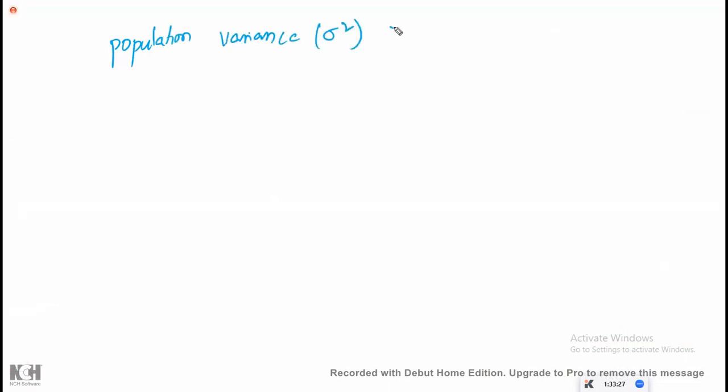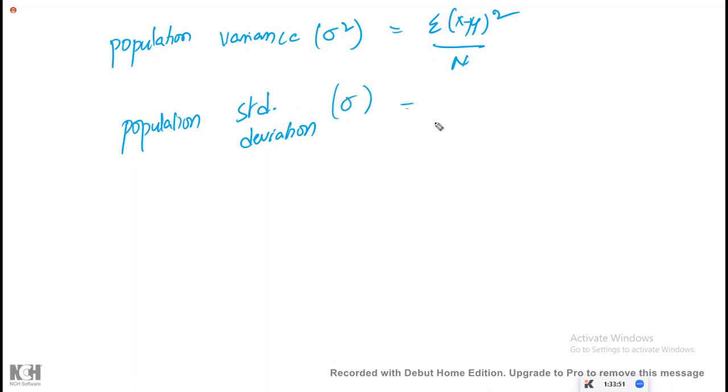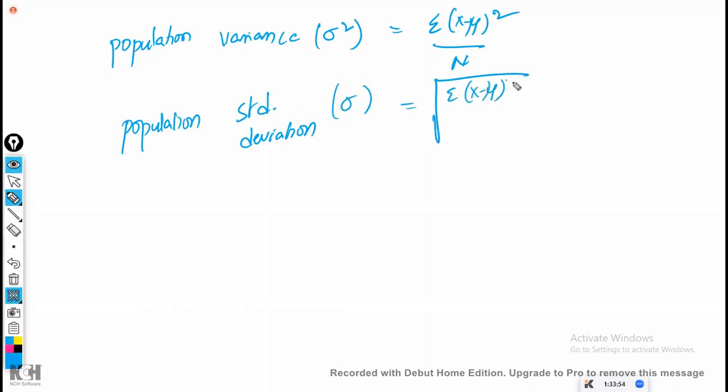Now, variance, population variance is given as sigma square, which is nothing but sigma of x minus mu whole square divided by n, because you have considered the population mean, population data. And n also population, mu also population. Similarly, population standard deviation, which is nothing but sigma, is given by square root of sigma of x minus mu whole square divided by n. From where you got the formula, I have also explained step by step how you got the formula and how they created it.